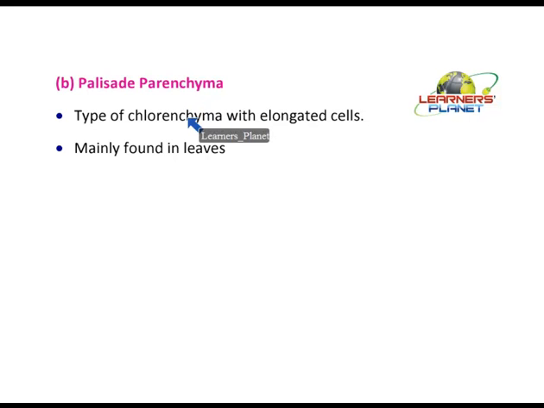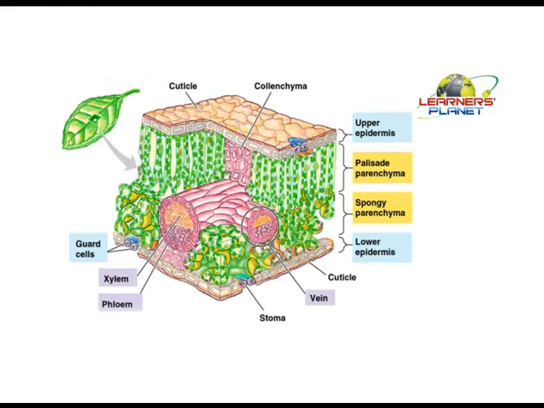Now further, they may form the palisade parenchyma. These palisade parenchyma are a type of chlorenchyma only, but now they are elongated. They are the mature cells. These elongated cells provide support to the leaf structure, as well as help in the process of photosynthesis. You remember the location in this diagram? We said that they are located below the upper epidermis. So these elongated structures not only help in photosynthesis, they also help in storage as well as providing support to the leaf structure.